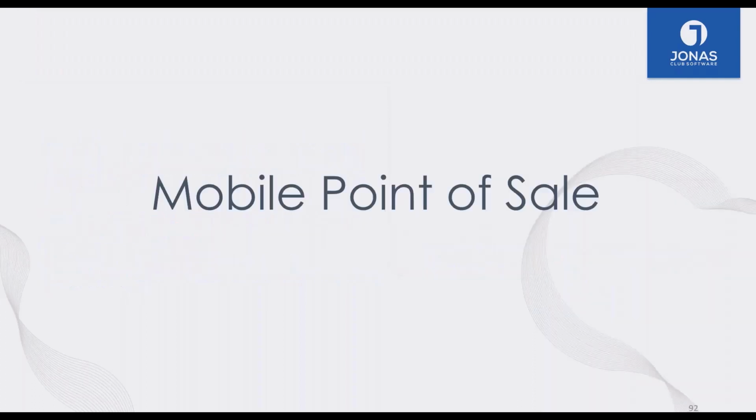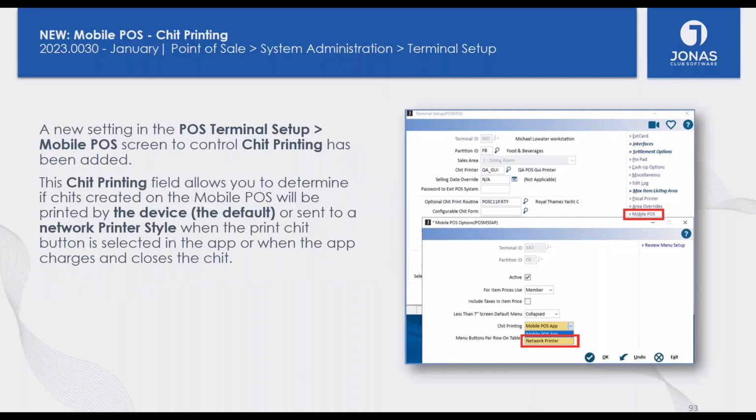Next, we're going to move on to our mobile point of sale. And with mobile point of sale, we have a new update to our chip printing. So a new setting on the point of sale terminal setup screen is going to allow you to control chip printing. This chip printing field allows you to determine if chips created on the mobile point of sale will be printed by the device or sent to a network printer when the print chip button is selected.